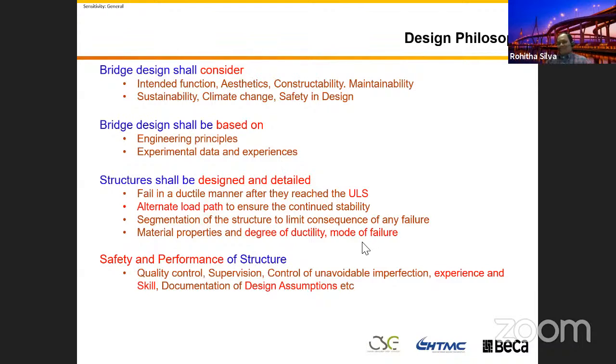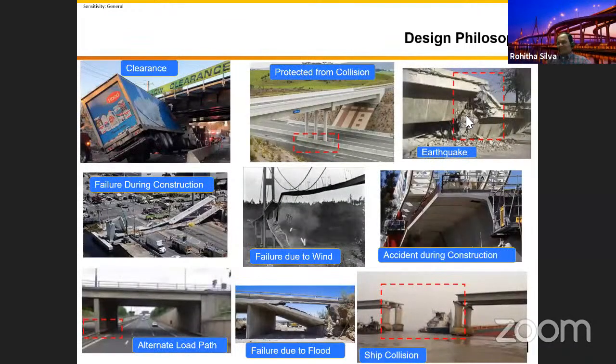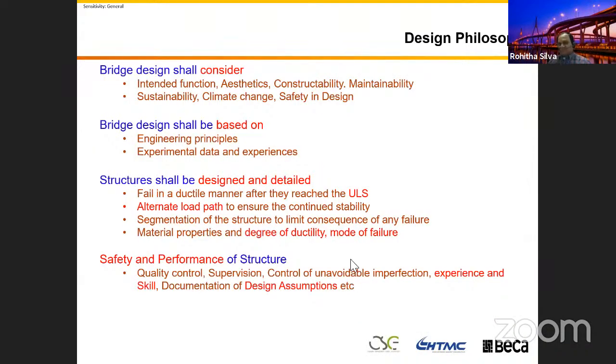And the mode of failure is very important. I think you saw in this one, for example, the earthquake one, and the construction one, and the wind, and the flood. I think you need to look at the mode of failure. For example, that bridge they designed, the flood one, they designed everything well, but they didn't properly look after the abutment design. So the safety and performance of structures is very important to make sure that you design the bridge to perform the intended function, what we discussed at the beginning, the quality control, the supervision, and the unavoidable imperfection when you are building a bridge.